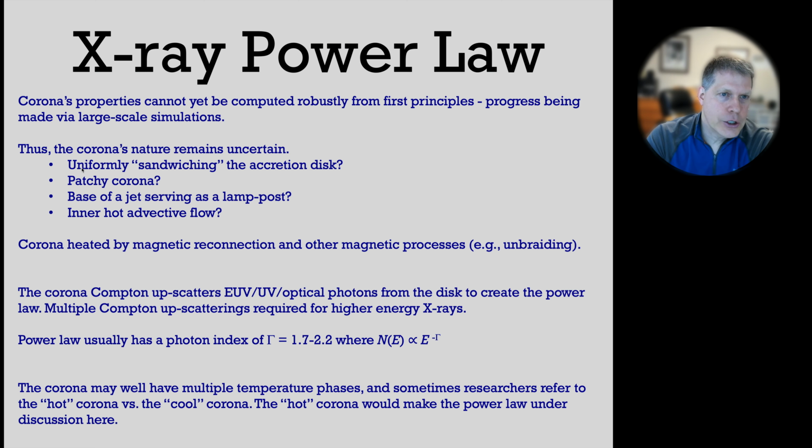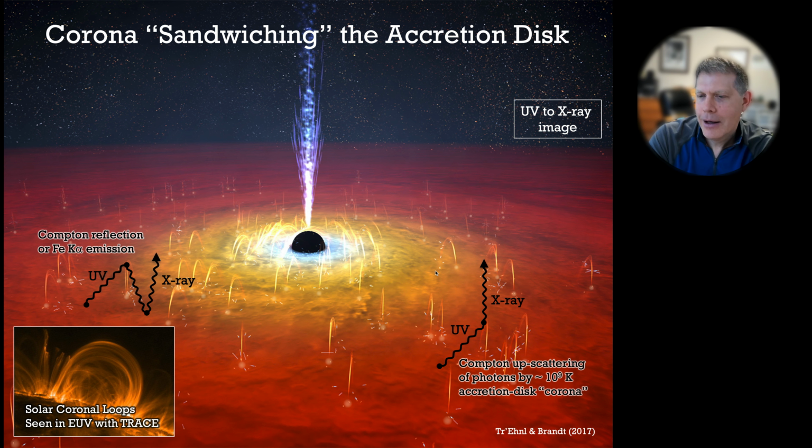Sometimes people envision it to be kind of uniformly sandwiching the accretion disk. So the accretion disk would be like the meat in the sandwich, and the corona would be like the bread surrounding the disk. Here is a little schematic that, in fact, I made with Knox Trinnell in the department, showing a sort of sandwiching corona that is sandwiching the accretion disk.